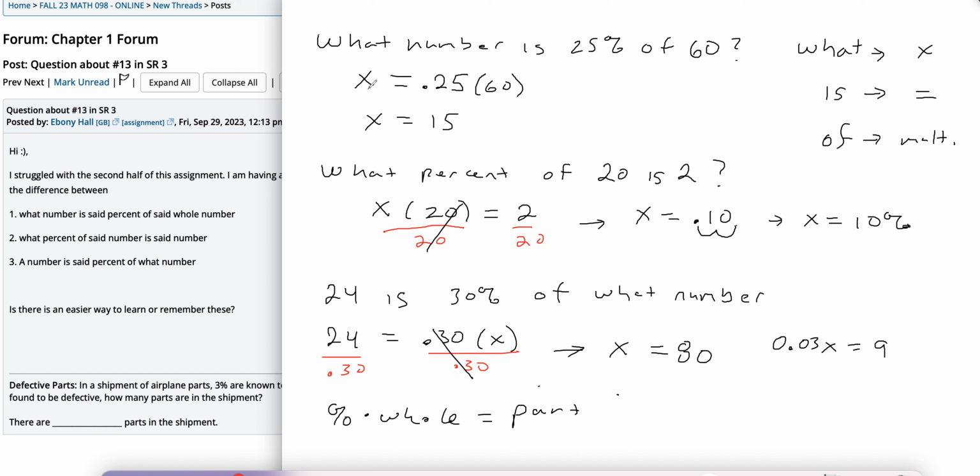And so if you see, they're all the same: percent times whole equals part. Here, percent times whole equals part. Percent times whole equals part. So it really is all this, just worded differently, and each time you're solving for a different piece of it. And then from here, you would just divide this over, and then whatever that comes out to be.